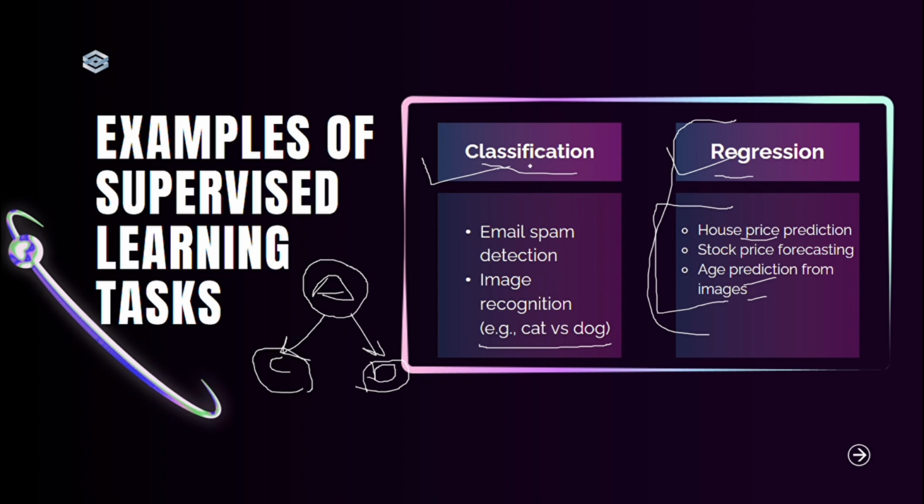Classification contains email spam detection and image recognition of animals. For example, I will give the machine a cat image and a dog image, and then I will provide one more image as input to the machine and ask it to find whether the provided image is either a cat or a dog.